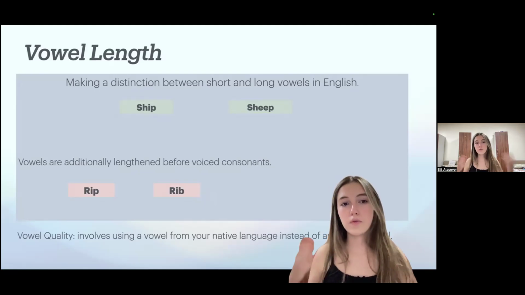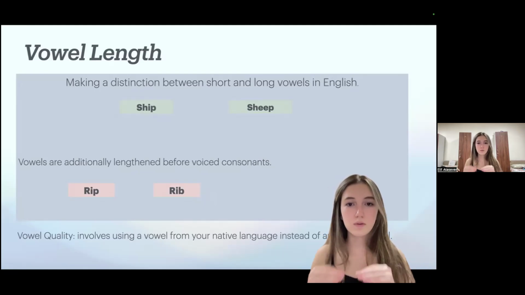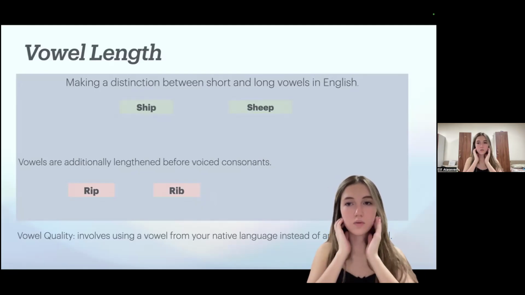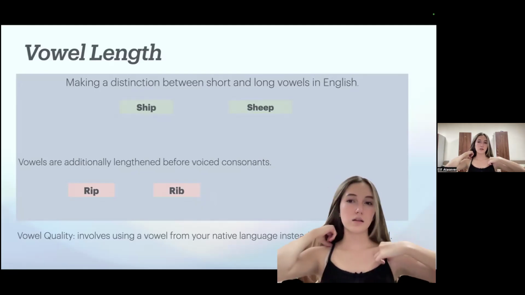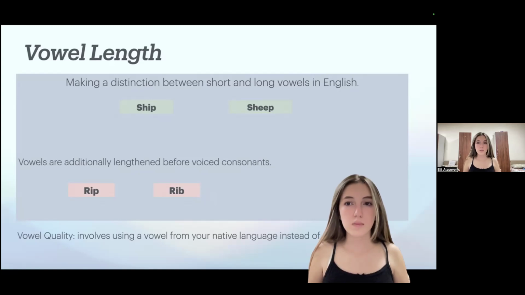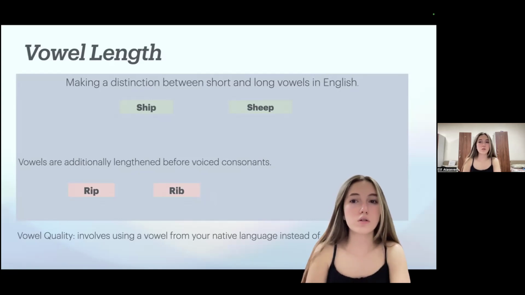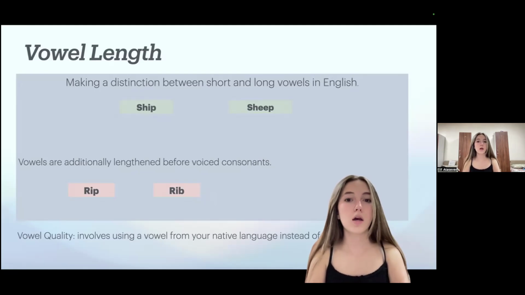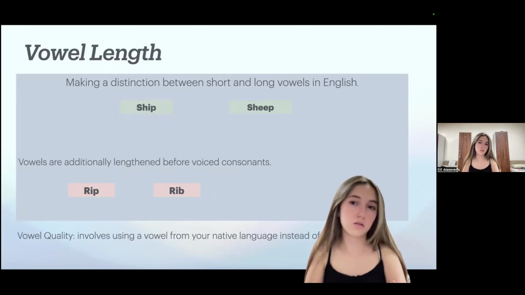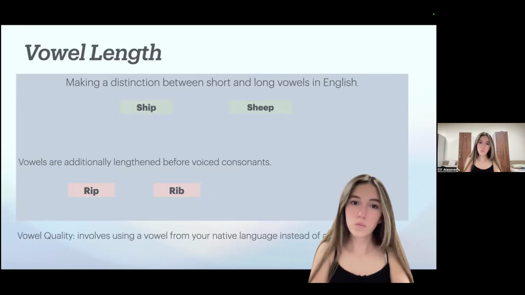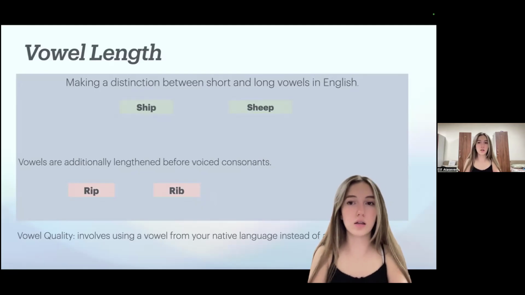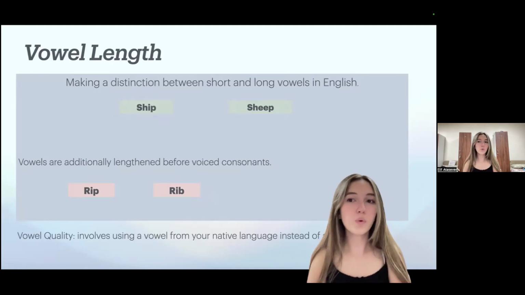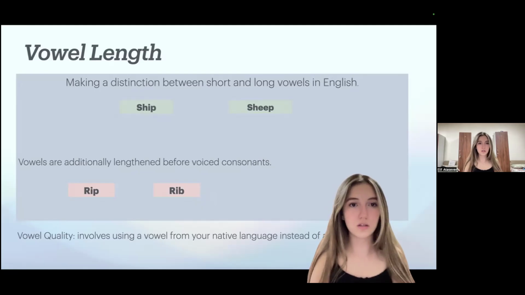And after that, vowels are additionally lengthened before voiced consonants. So I have an example right here as well. Before a voiceless consonant like p, we use a short vowel like rip, but before a voiced consonant like b, we use the vowel longer like reap. Rip and reap. These are two different words, different meanings, and different pronunciations.